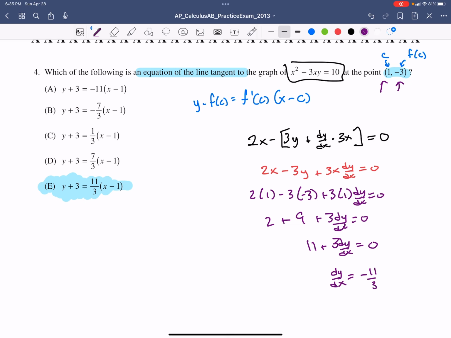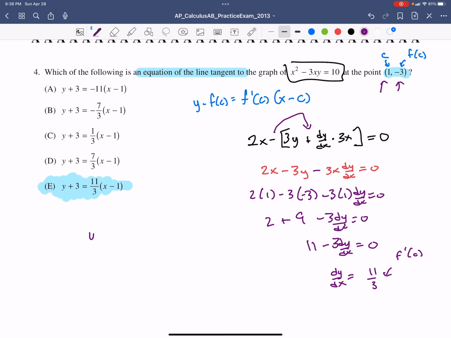Now, let me just make sure that I did not mess up any of my numbers. Yes, I did. This is a very common mistake: I forgot to distribute my negative here. That makes this negative, which makes this negative, which will make this positive. So it's 11 over 3. So this is actually my f prime of c, because I plugged in x and y. And so now we know what everything is.